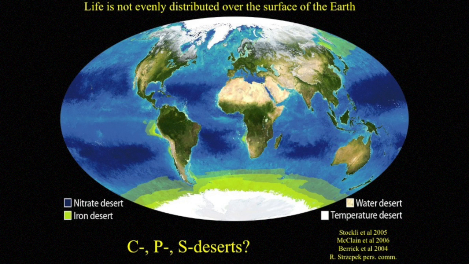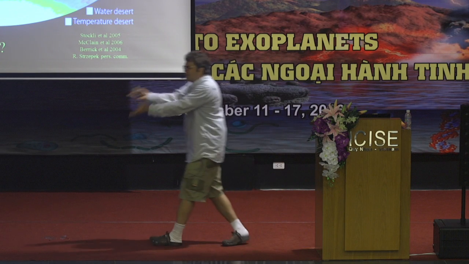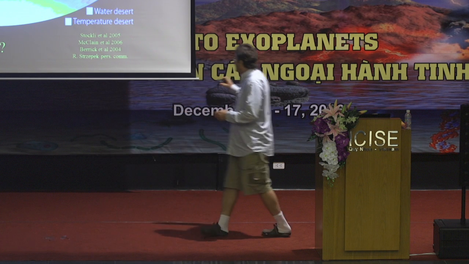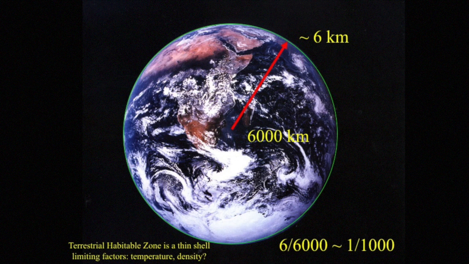These are experiments that are being done by biologists all over the world to try to figure out, well, where are the more habitable places on Earth? What are the bottlenecks? Why isn't there life here? It's kind of like playing with fertilizer if you're a farmer, but you're doing it on the whole Earth. Okay, so one thing about the habitable zone of the Earth is that it's very, very narrow, 6 kilometers compared to 6,000. So if here's the radius of the Earth, then 1 millimeter is where we live and where all life lives.